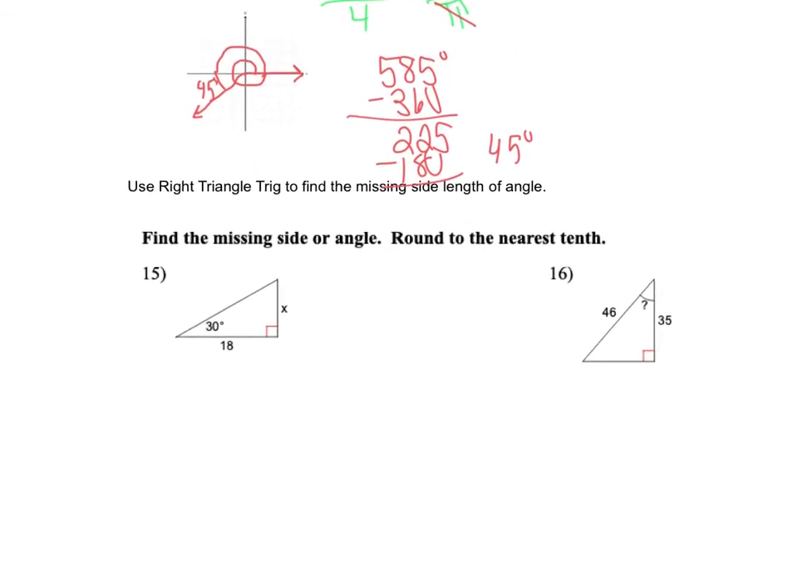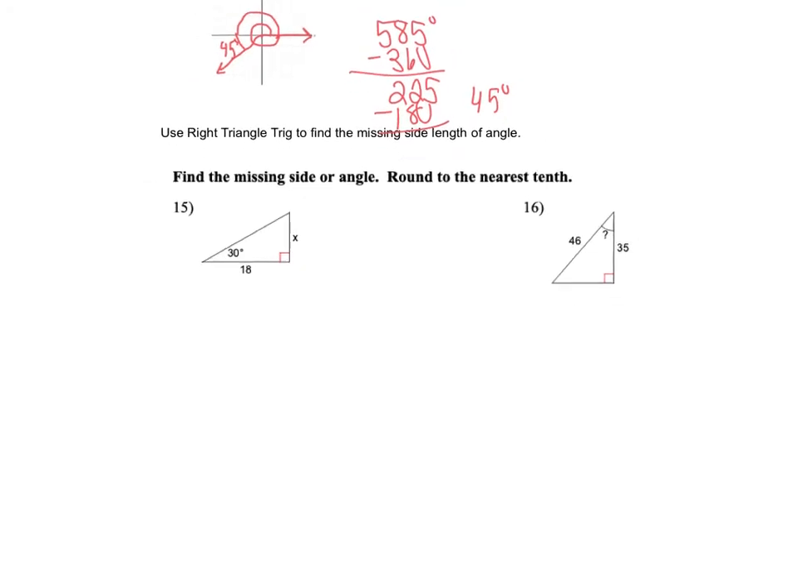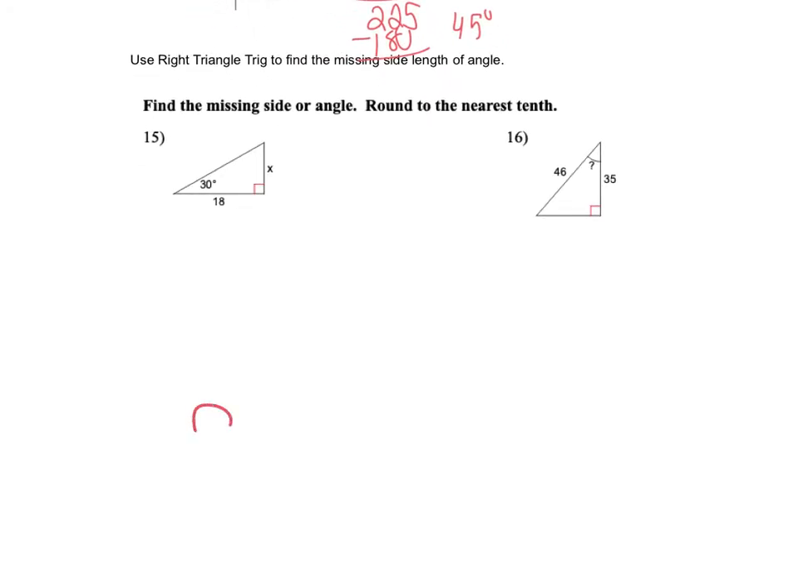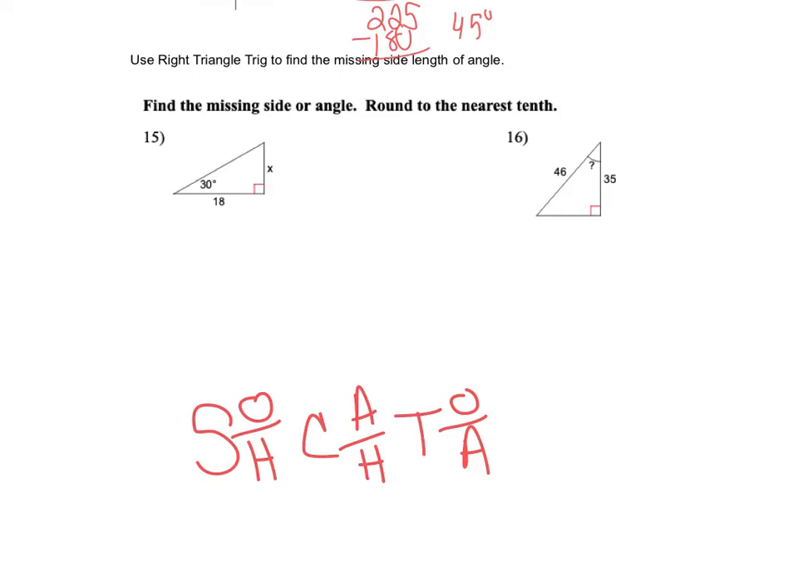All right, so now we have a little bit of right triangle trig. And again, just remembering that sine is opposite over hypotenuse, cosine is adjacent over hypotenuse, and tangent is opposite over adjacent. In this one, I'm looking for a side length, so I'm going to find my angle is 30 degrees, x is opposite of it, and 18 is adjacent to it.